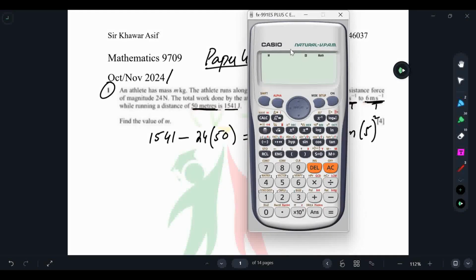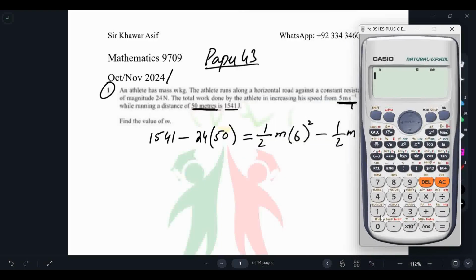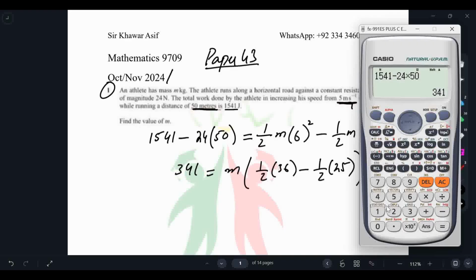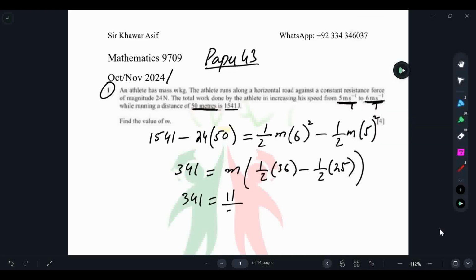So we can simplify it over here. This will be 1541 minus 24 into 50, which equals 341. So 341 equals, taking m as common, 1 by 2 into 36 minus 1 by 2 into 25. Simplifying, this will be 18 minus 1 by 2 into 25, so this will be 11 by 2. So 341 is equal to 11 by 2 m.